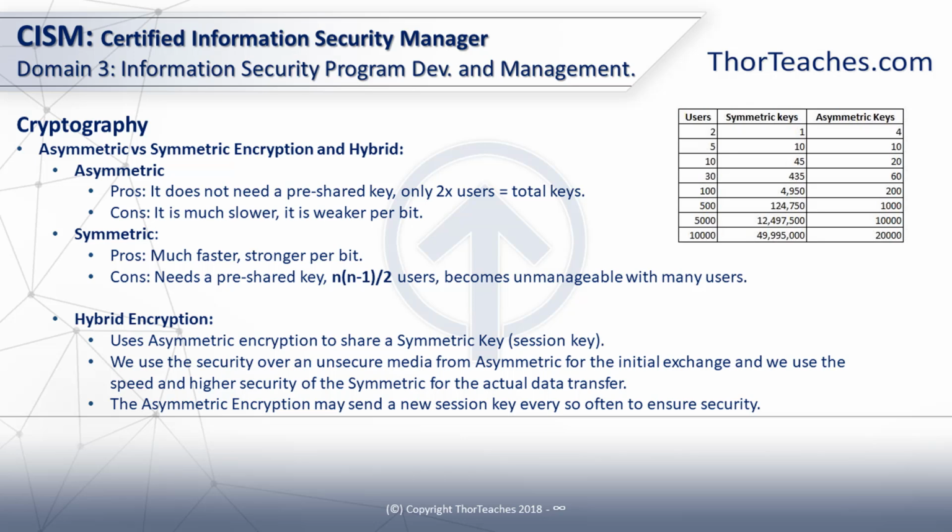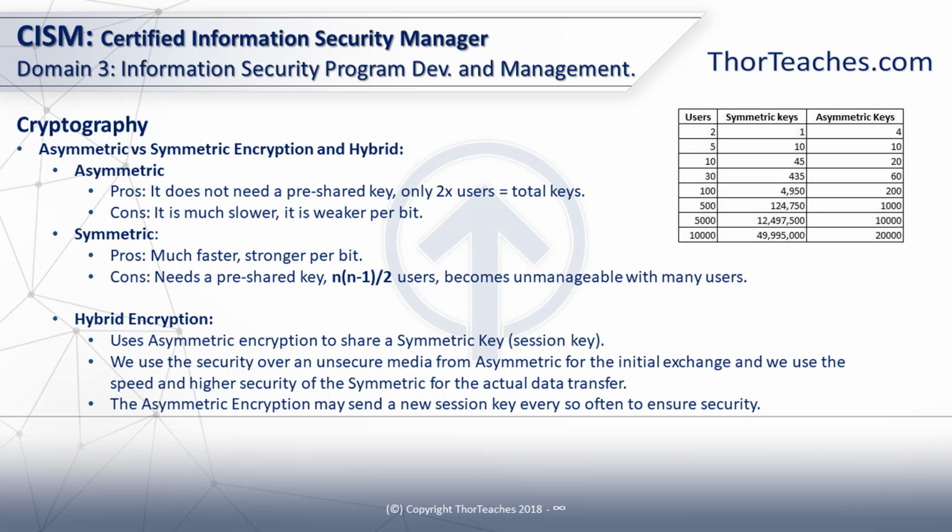But if we have 5 users, and everybody needs to communicate with each other, we now need 10 keys. The asymmetric keys are pretty easy to calculate. You just times 2 whatever amount of users you have. So 100 users, 200 keys. 10,000 users, 20,000 keys. But on the symmetric side, if we start moving into the hundreds or thousands of users, it becomes completely unmanageable.